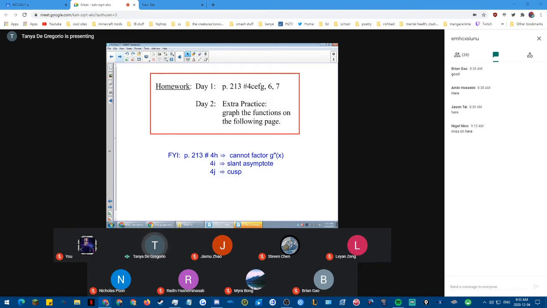Please look at the special notes here, guys. You can't factor G double prime of X, it is on page 213 of the 4H. 4I is a slant asymptote. Again, guys, how do you know when it's a slant asymptote? Look at the degrees, right? It's always one degree bigger in your numerator. Okay, and then 4J is a cusp. Okay, so just to sort of help you out there.